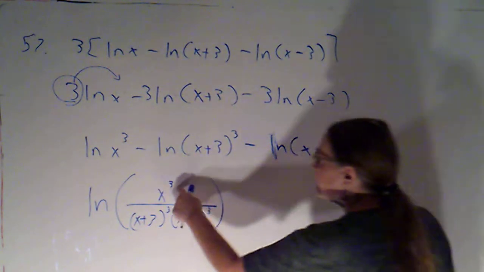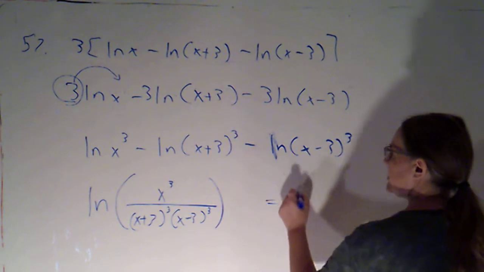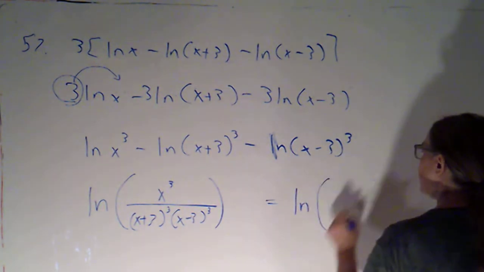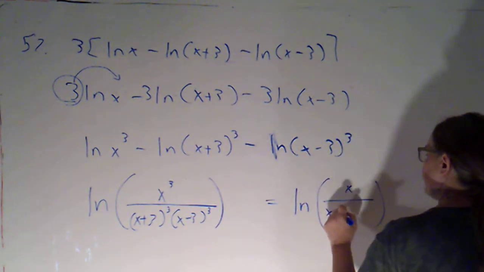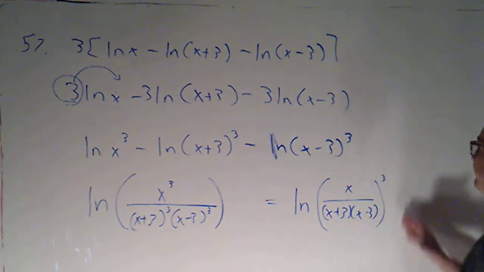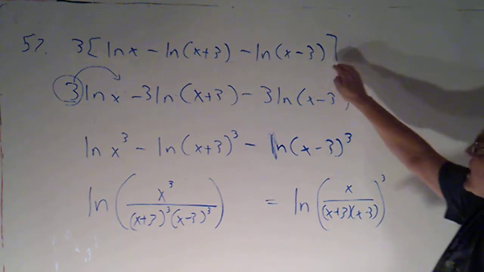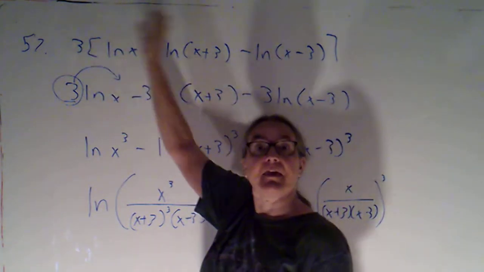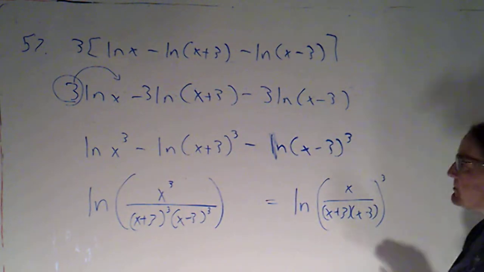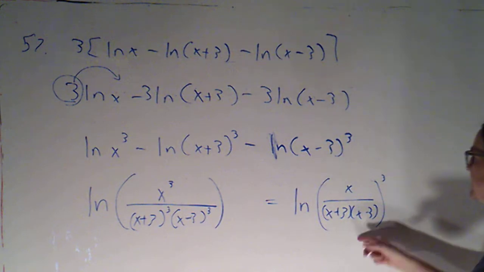Now, because everything is taken to the same power, I could, if I wanted to, interpret that as the natural log of x over x plus 3 times x minus 3, that entire fraction cubed. Okay? And that's what I would have gotten if I had consolidated here and then brought the 3 up. I'm okay with you either having the entire fraction cubed or the individual pieces.